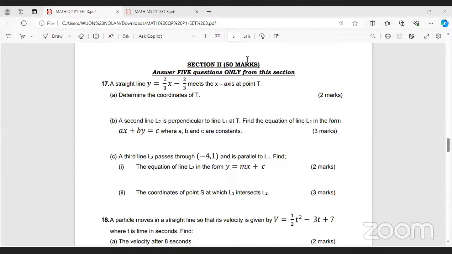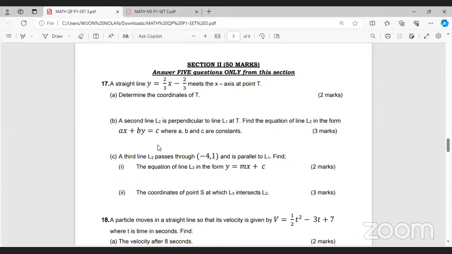Part B. A second line L2 is perpendicular to L1 at T. Find the equation of line L2 in the form ax plus by is equal to c, where a, b, and c are constants.